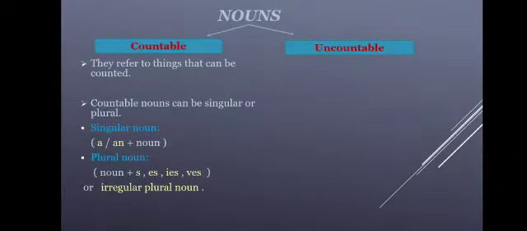So, countable nouns refer to things that can be counted. Countable nouns can be singular or plural. For singular noun, I can put a or an before the noun to make it singular. For plural noun, I can add to the noun s or es or ies or ves, or it can be irregular.